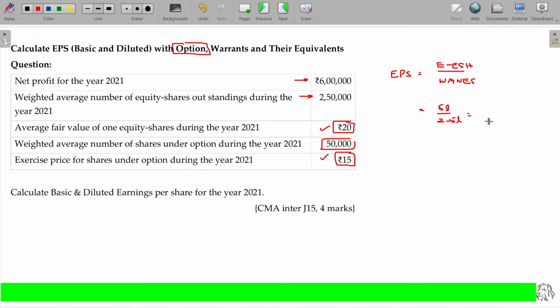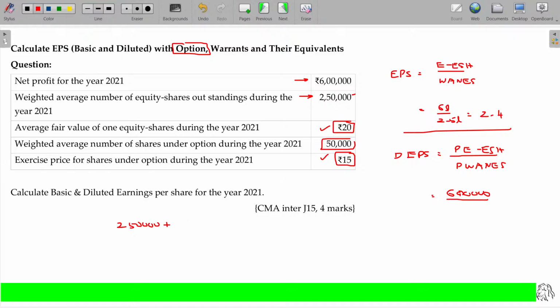What is the final value? 2.4. And in case of diluted EPS, potential earnings available to the equity shareholders divided by potential weighted average number of equity shares. There will not be any change in earnings available to equity shareholders, but the number of shares, we already have 2 lakhs 50. There's a free share out of 20, 15, otherwise 5 rupees per every 20 is free.